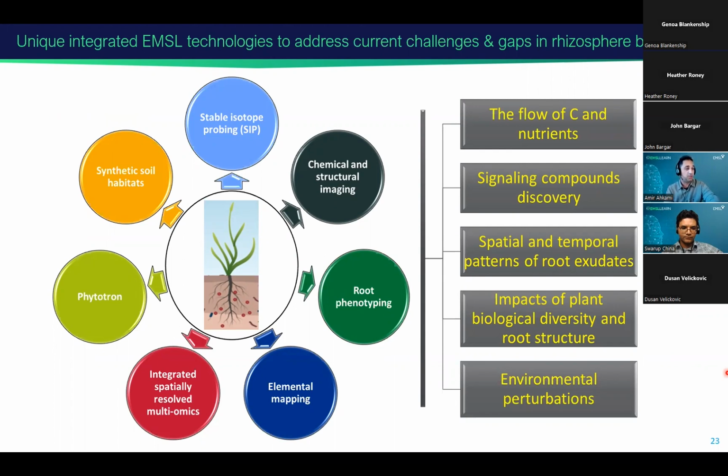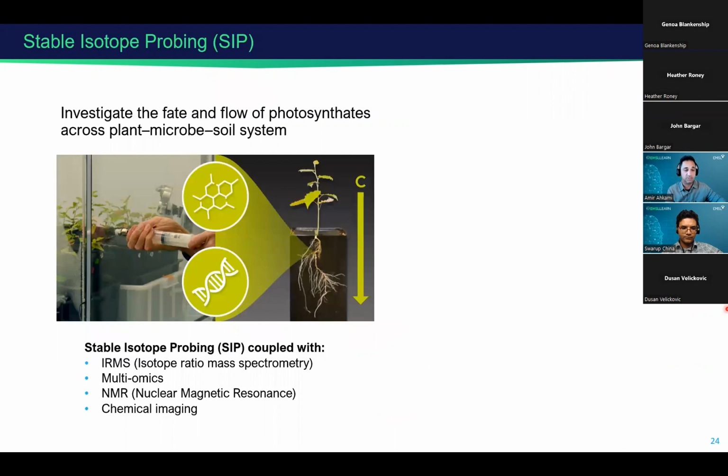Okay, so now I just want to highlight some of these capabilities in a bit more detail, although due to limited time, I don't have time to go into lots of detail, but hopefully this gives you a good overview of what we can do in EMSL. And of course, I really encourage everyone to look at our website and reach out to us if you have any questions. So the first one is stable isotope probing, or SIP.